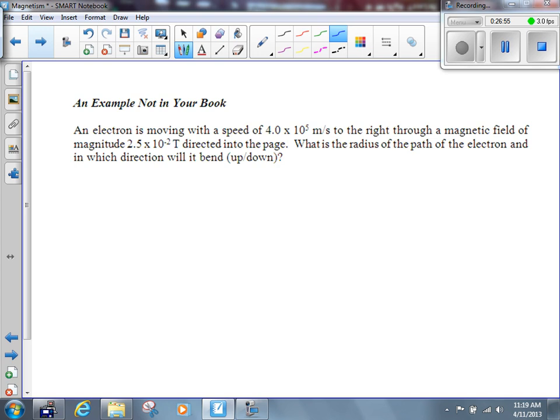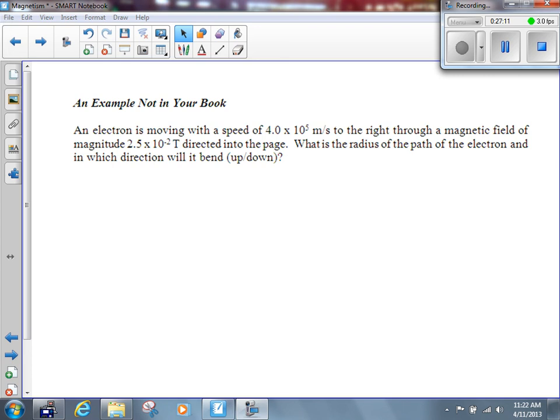Let's take a look at this question that unfortunately isn't in your textbook. So I'm going to ask you to copy this one out, the question and the solution to it. All right, let's take a look here. This one says an electron is moving with a speed of 4 times 10 to the 5 meters per second to the right through a magnetic field that's into the page. That means that this charged particle is moving perpendicular to the field.